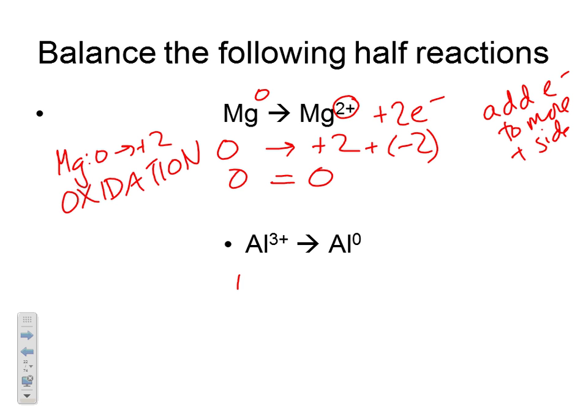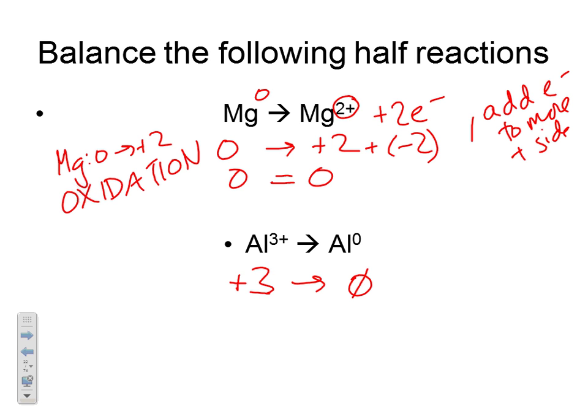Figure out charge on both sides. I have +3 on the left, and it's going to 0 on the right. Charge is not the same on both sides. This is not a balanced half reaction. I have to balance it. I have to add electrons. That's the only way I can balance it. And I have to add 3 electrons because I've got a difference between +3 and 0. They're 3 spots away from one another on the number line.